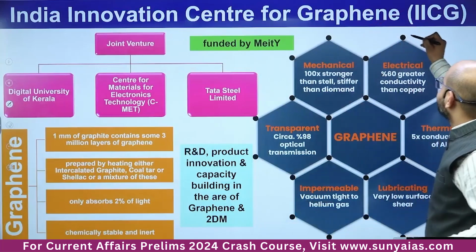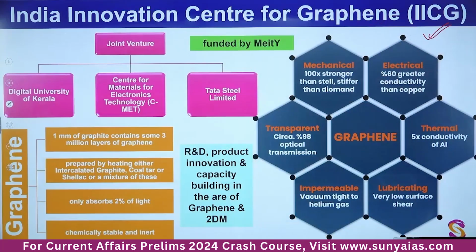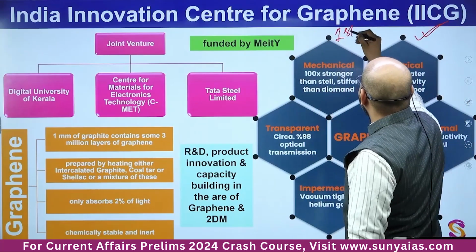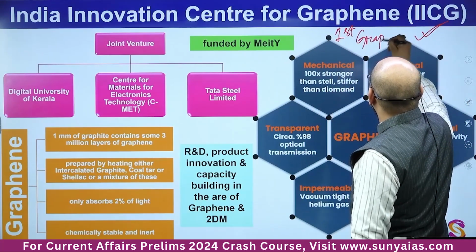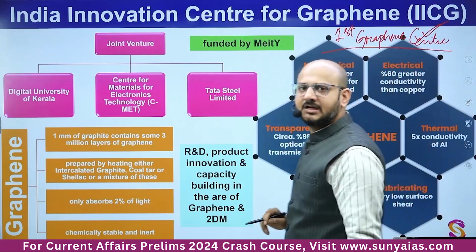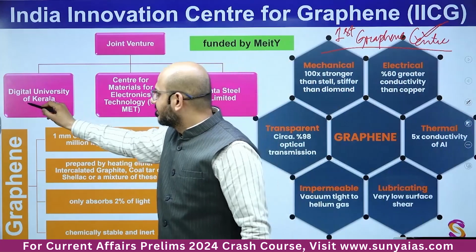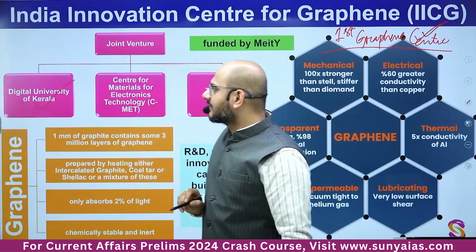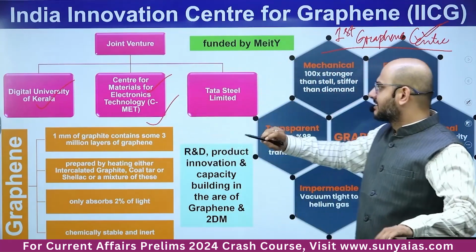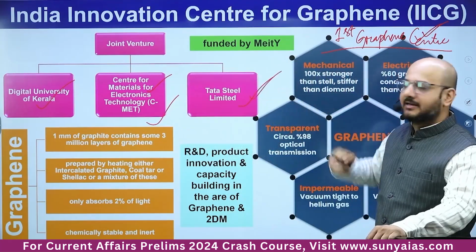India Innovation Center for the Graphene is the first graphene center of India. It is a joint collaboration between Digital University of Kerala, Center of Materials for Electronics Technology, C-MET, and Tata Steel Limited.